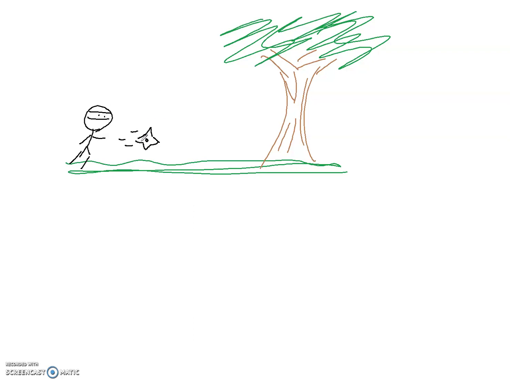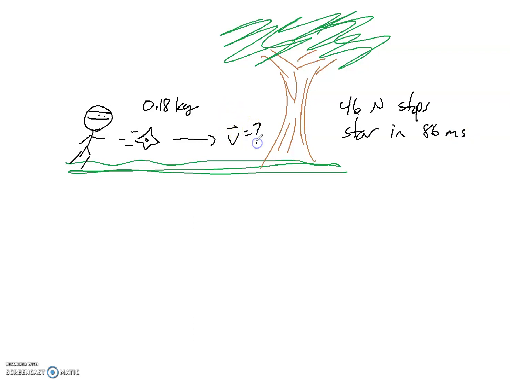Alright, so let's say the ninja star is 0.18 kilograms and he's throwing it at a constant speed towards the tree. And when he hits the tree, obviously it goes into the tree and it stops. And let's say 46 newtons actually stops the star in, let's say, 86 milliseconds. All right, so let's see if we can find out how fast the star is going, speed or velocity. Let's see how fast the star is going when it's going towards the tree.